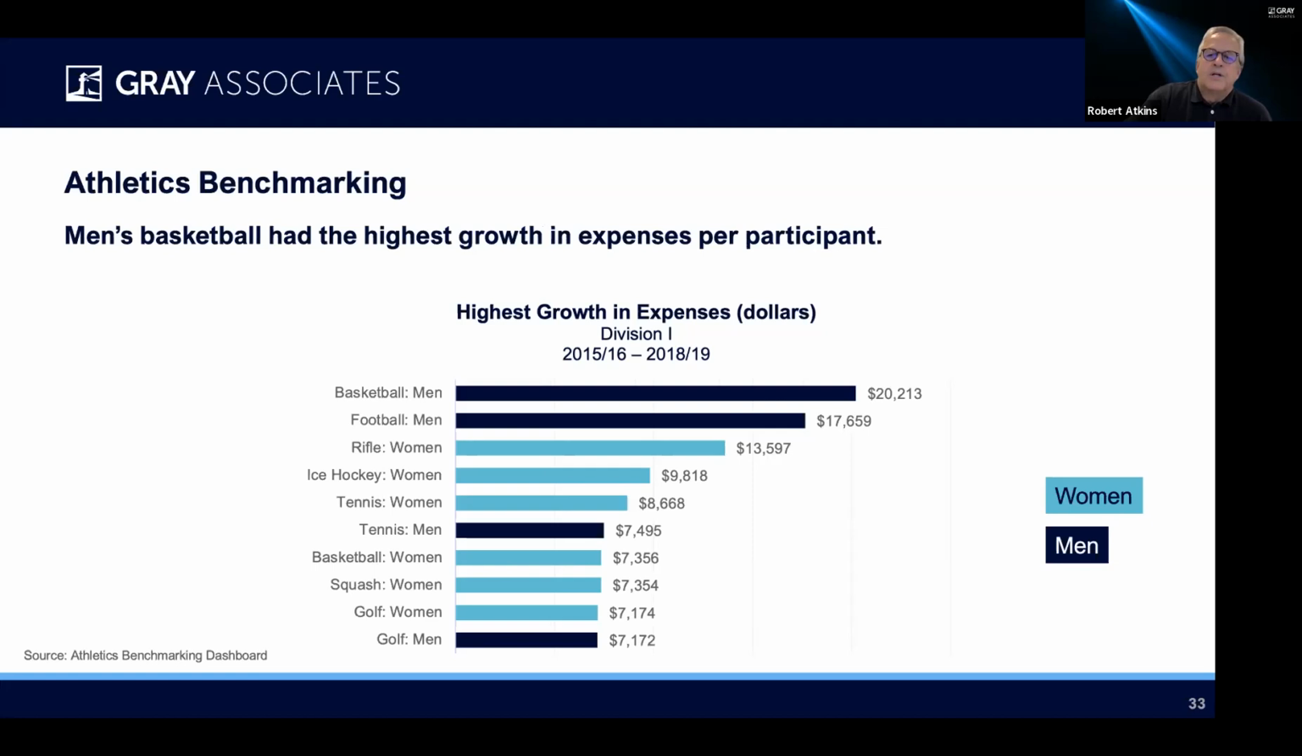Now, remember, this isn't a one-year period. We're actually looking at 2015-16 versus 2018-19. We cut off in 19 to avoid all the COVID stuff. We got a couple of other sports on the men's side that are getting more expensive, tennis and golf. But 6 of our fastest growers are women's sports: riflery, ice hockey, tennis, basketball, squash, and golf.